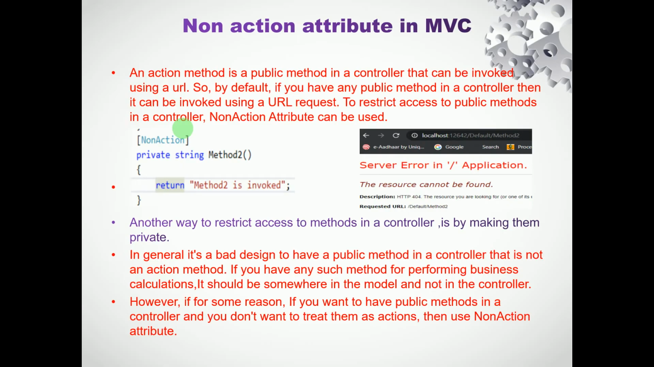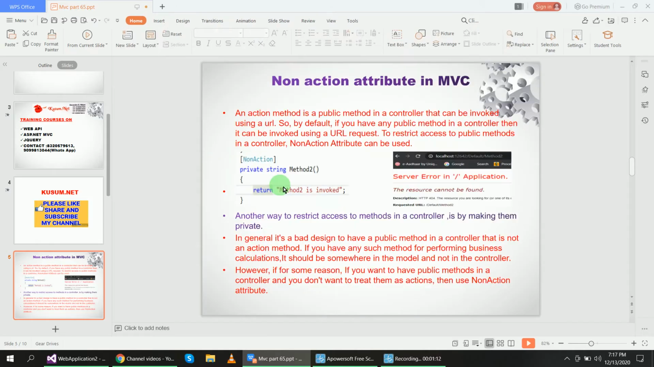An action method is a public method in a controller that can be invoked using a URL. By default, any public method in a controller can be invoked using a URL request. To restrict access to public methods in a controller, the NonAction attribute can be used. You can decorate your method with the NonAction attribute, so the public cannot use that method. Let's see how to do it.